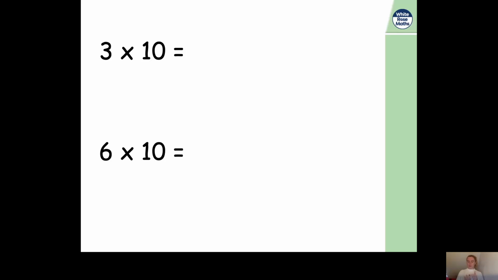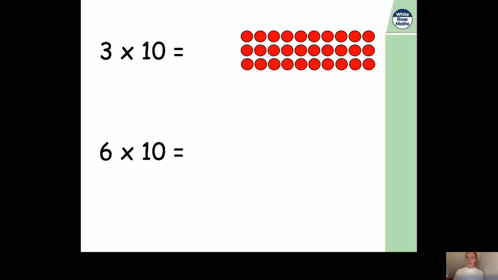So 10, 20, 30, stop. We've counted up 3 times. And what did we get to? 30. Now here's an array and it has 3 rows with 10 counters in each row. So we can also use this array to work out our answer. And yes, again, it will give you the answer 30. Okay, 6 multiplied by 10. So I'd like you to work this one out on your own.